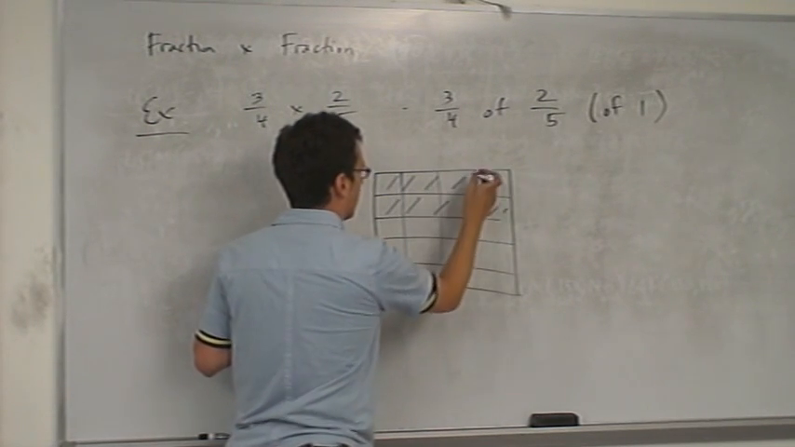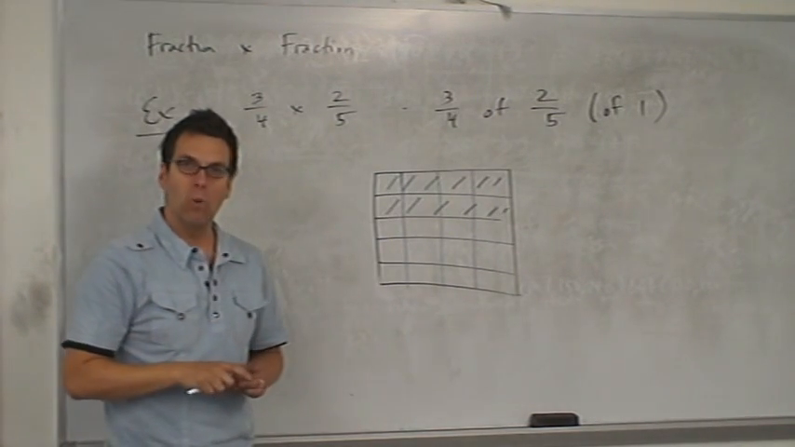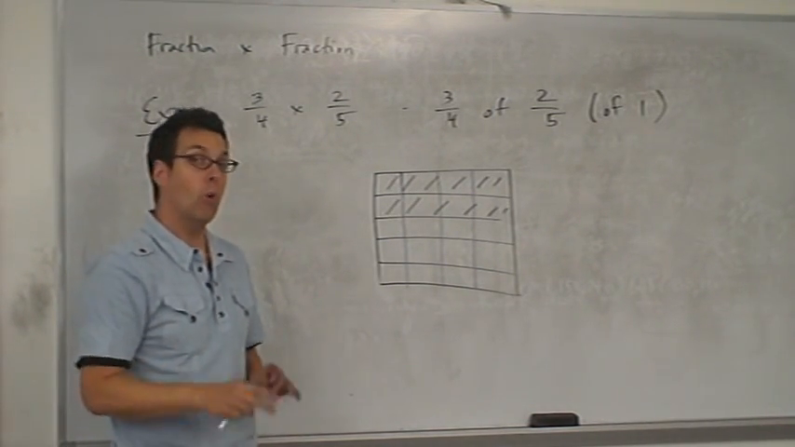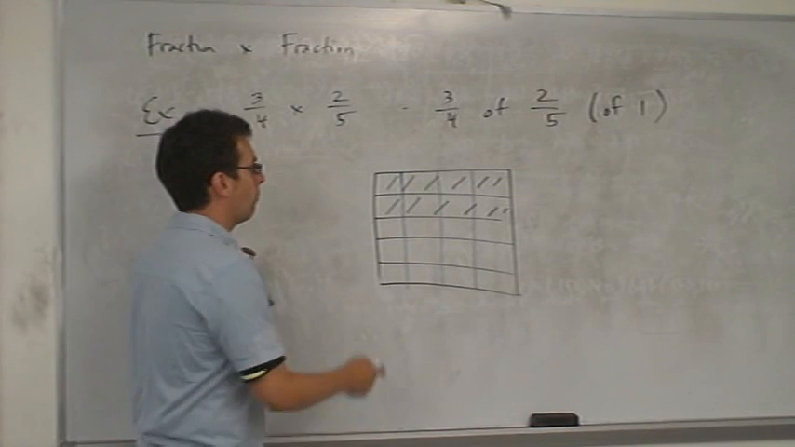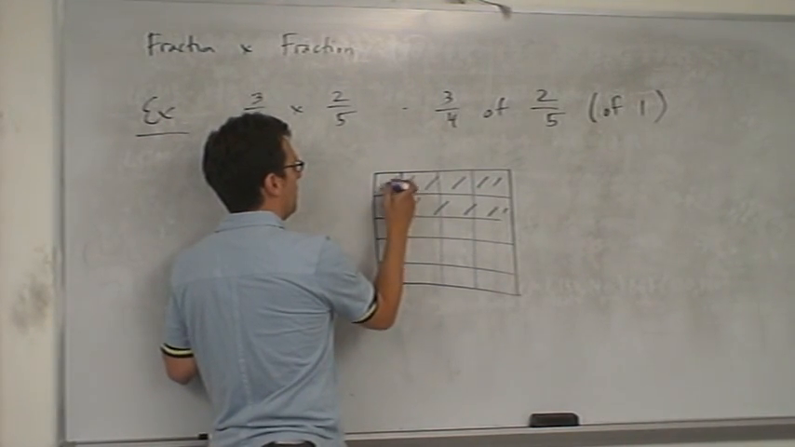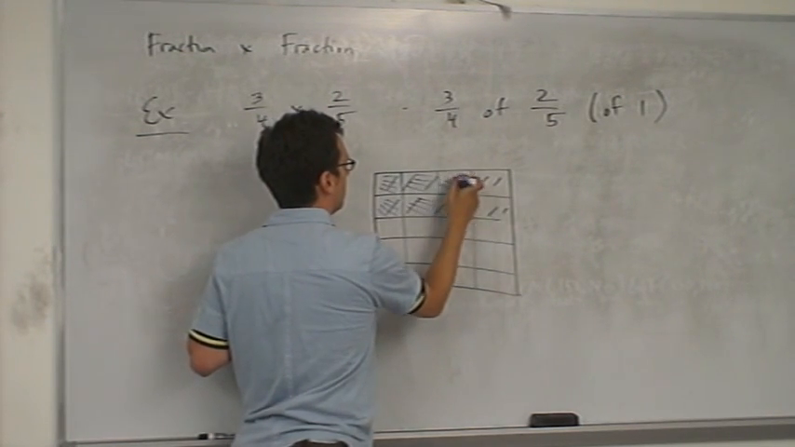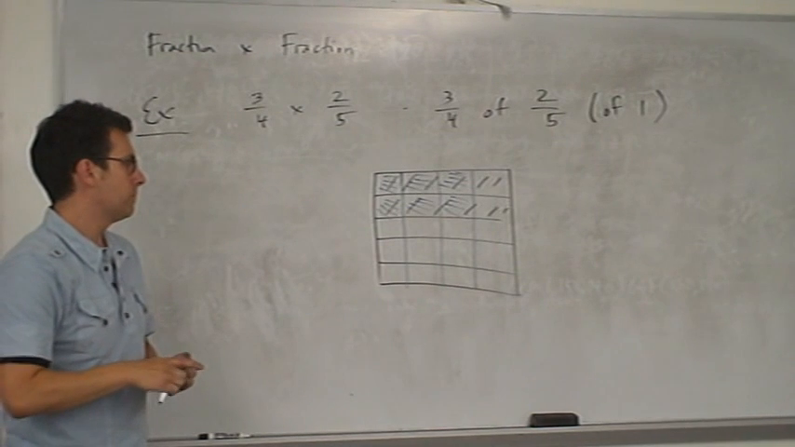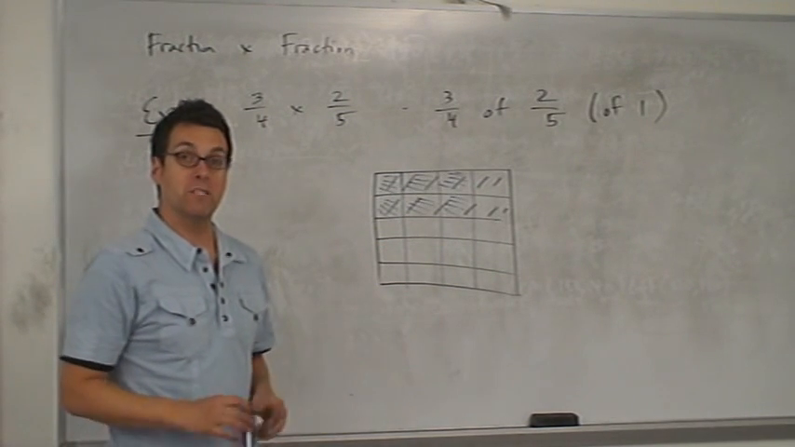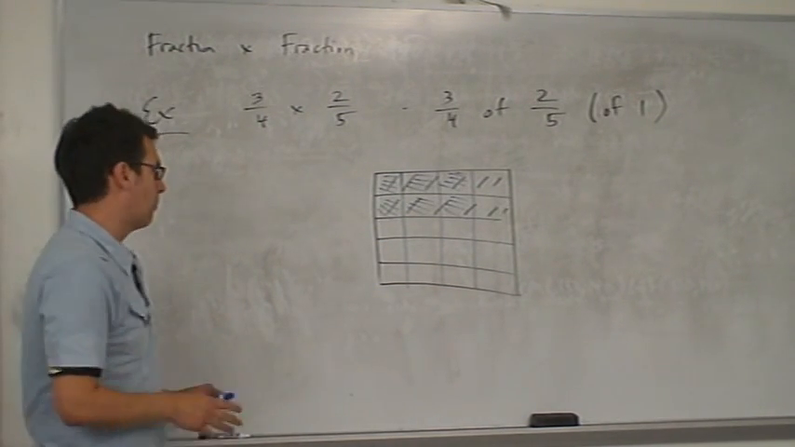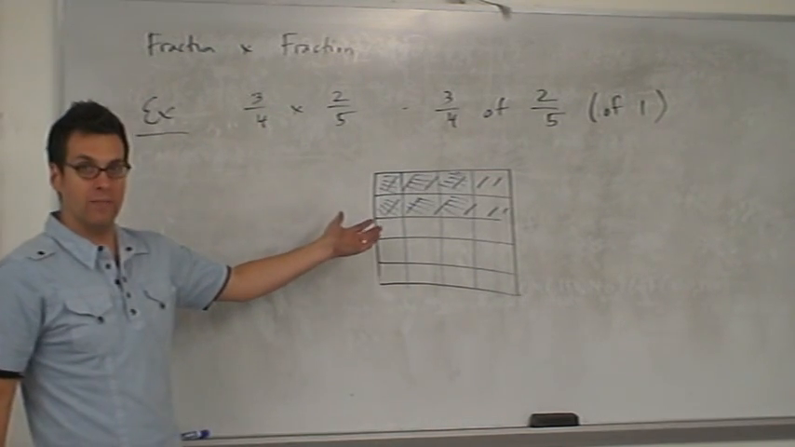3/4 is going to be found again by cutting in the opposite direction 4 times and shading 3 of those parts. But again, I only want to shade the stuff that's already shaded because I don't want 3/4 of the whole. I want 3/4 of 2/5. So the 3/4 of 2/5 is going to be 3 of these strips that have been already shaded. So now the portion of the diagram that has been shaded twice represents 3/4 of 2/5. Of course, again, we could figure out what the answer is just looking at the model.